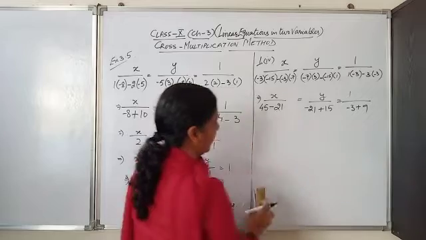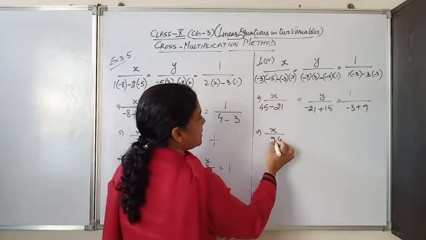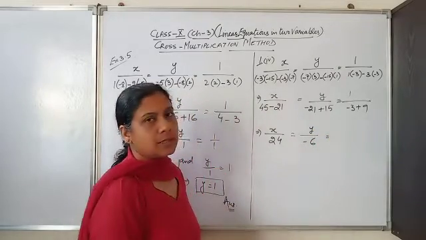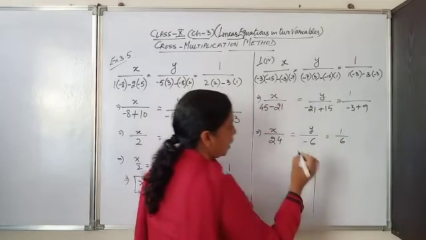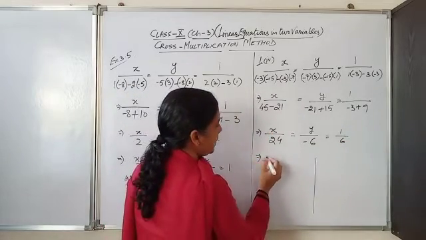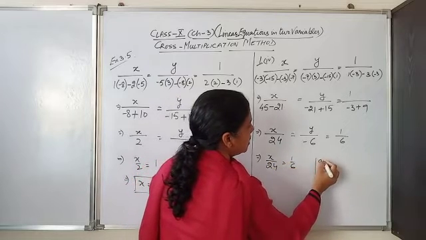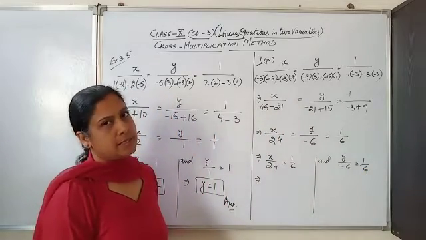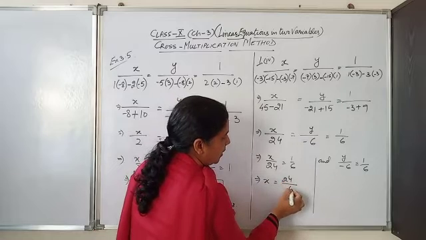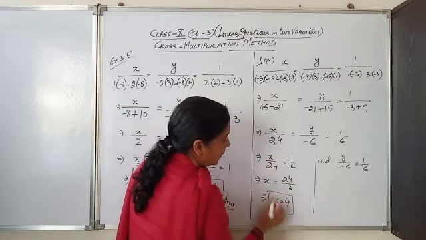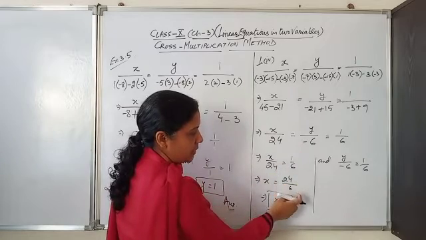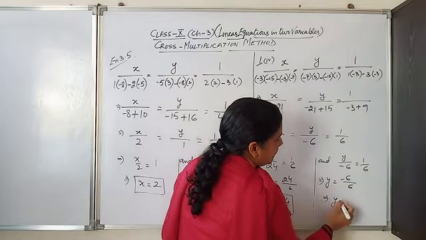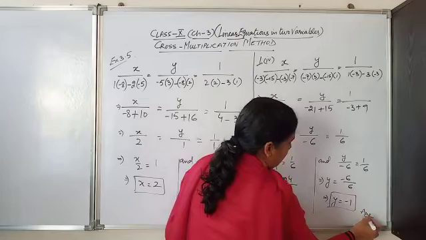Let's check it out. It becomes x by 24 is equal to y upon minus 6 is equal to 1 by 6. So I am going to compare the first with the third and second with the third so that I can get the values of x and y. It gives me x is equal to 4. I have again used the cross multiplication. 24 ones are 24 divided by 6 gives me x is equal to 4. And on this side, I am getting y is equal to minus 1.